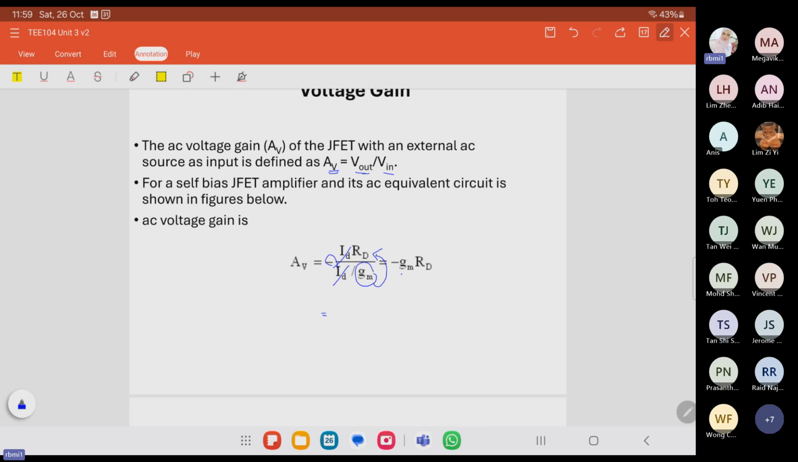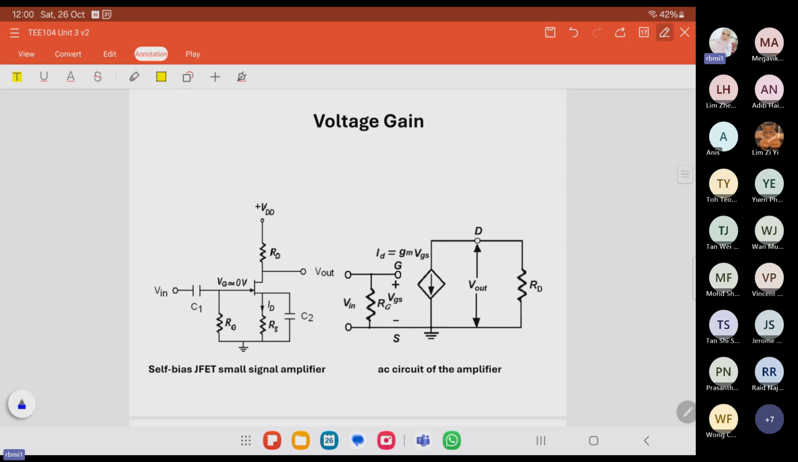Voltage gain is Av equals V out over V in. For V out over V in, V out is ID RD over ID gm, the V in. So we can cancel the ID and the gm, and get minus gm RD. The minus is because the current at the output port is in the opposite direction. Not to worry about the minus, it only shows the different phase or polarity. It is the same magnitude value. Okay, this is for voltage gain.